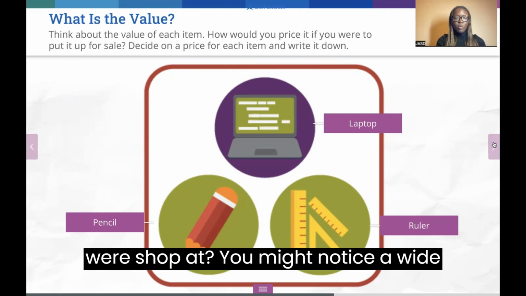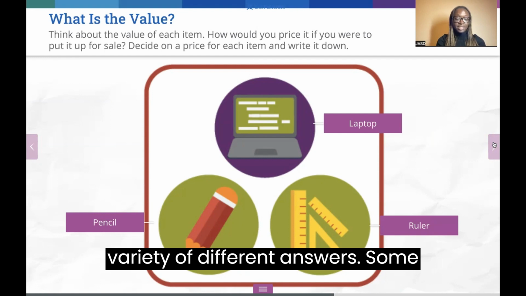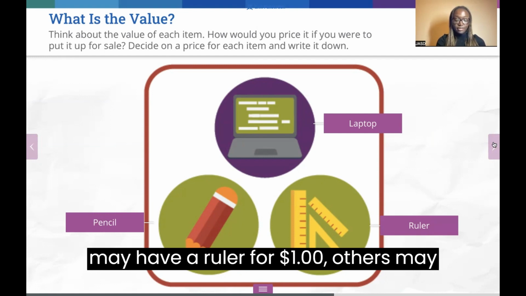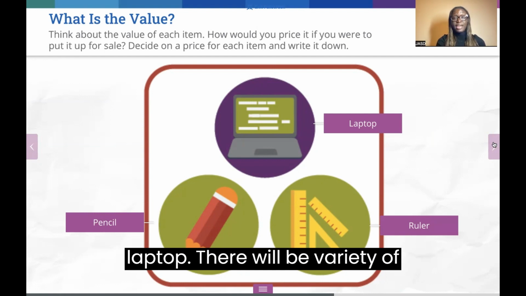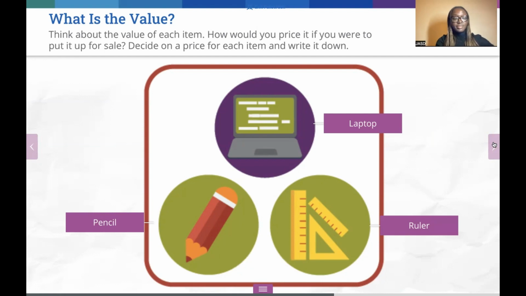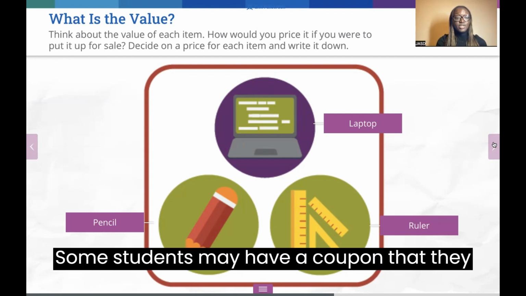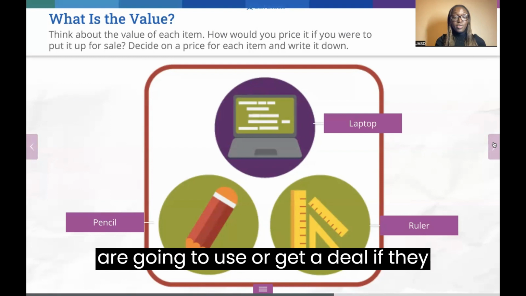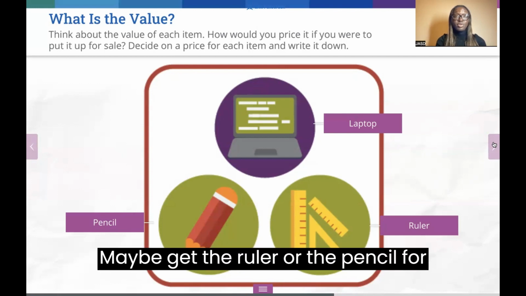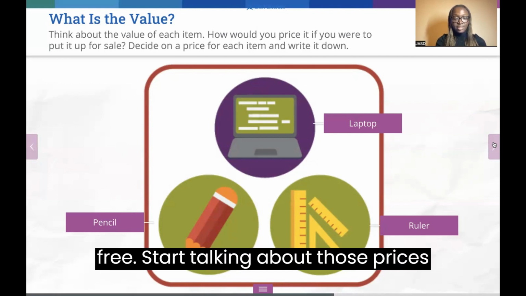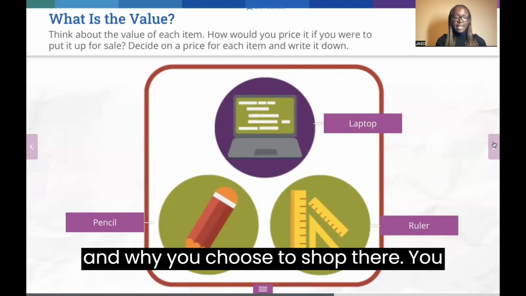You might notice a wide variety of different answers. Some may have a ruler for $1, others may have it for $2. The same with the laptop. There will be a variety of prices. Some students may have a coupon that they are going to use, or get a deal if they choose to buy a laptop at their store. Maybe get the ruler or the pencil for free. Start talking about those prices and why you choose to shop there.